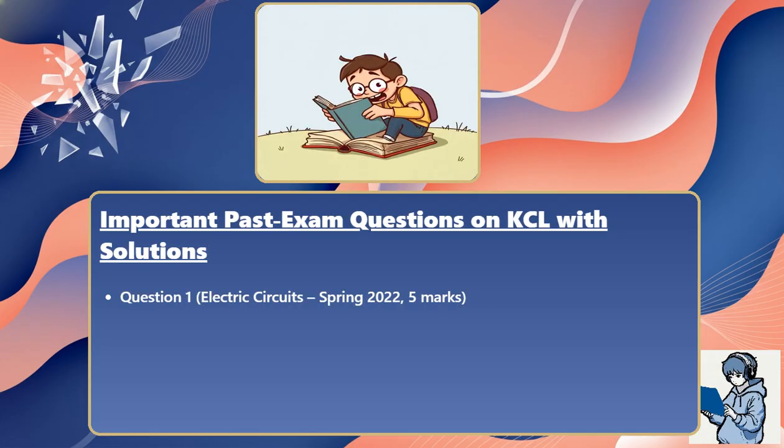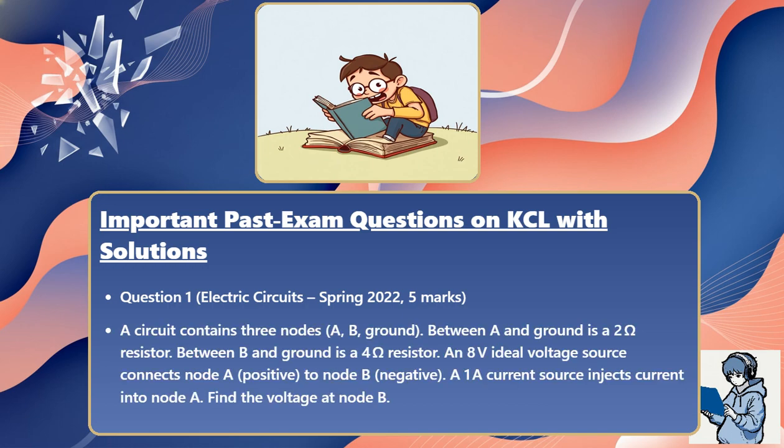Question 1, Electric Circuit, Spring 2022, 5 marks. A circuit contains 3 nodes: A, B, ground. Between A and ground is a 2-ohm resistor. Between B and ground is a 4-ohm resistor. An 8-volt ideal voltage source connects node A positive to node B negative. A 1-amp current source injects current into node A. Find the voltage at node B.